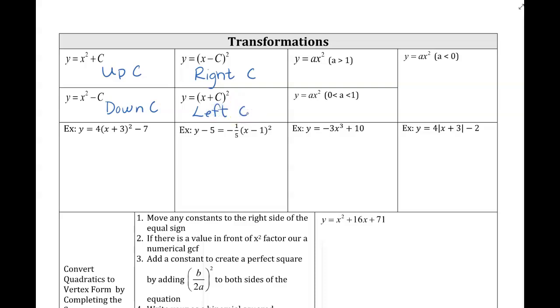When you have a leading coefficient that is greater than 1, we say it is vertically stretched, and you say by whatever that number is, in this case A. I'll just put quotes around that because it would normally be a number. If your leading coefficient is a number between 0 and 1, we say it's vertically compressed by A.